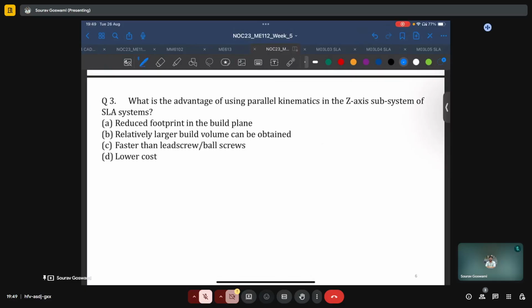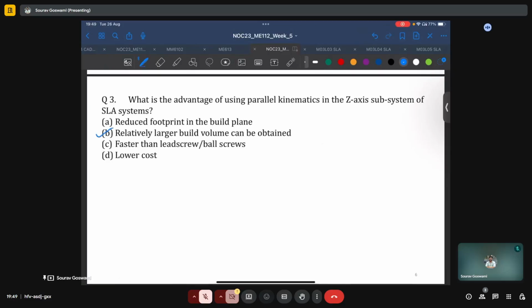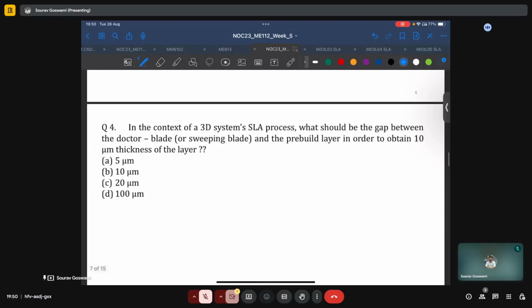Now, while going over the slide contents, we discussed how by using parallel kinematics, such as the use of a scissor lift, we can have a relatively larger build volume along the z direction while simultaneously maintaining a very small footprint in the xy plane or the printing plane. However, we did not have any conclusive evidence to say that the usage of parallel kinematics will render any speed advantage over the use of lead screws or ball screws, or that it will necessarily result in lower costs. So A and B are the correct options here.